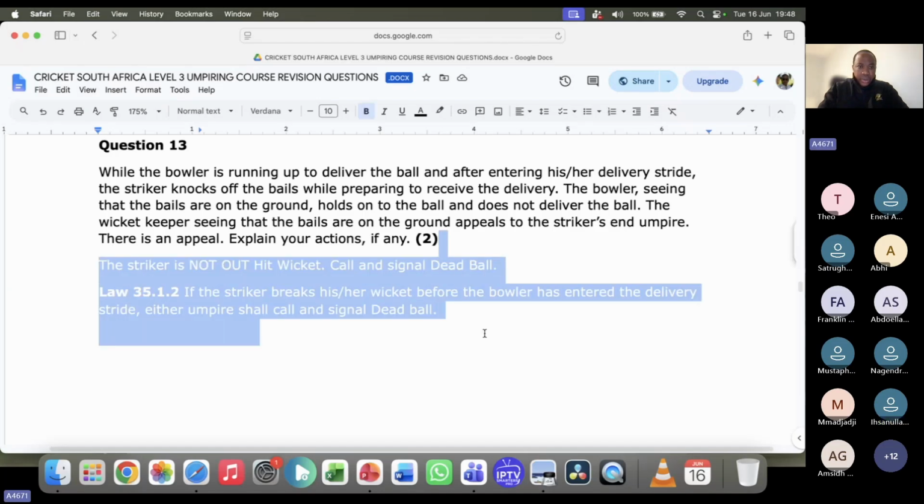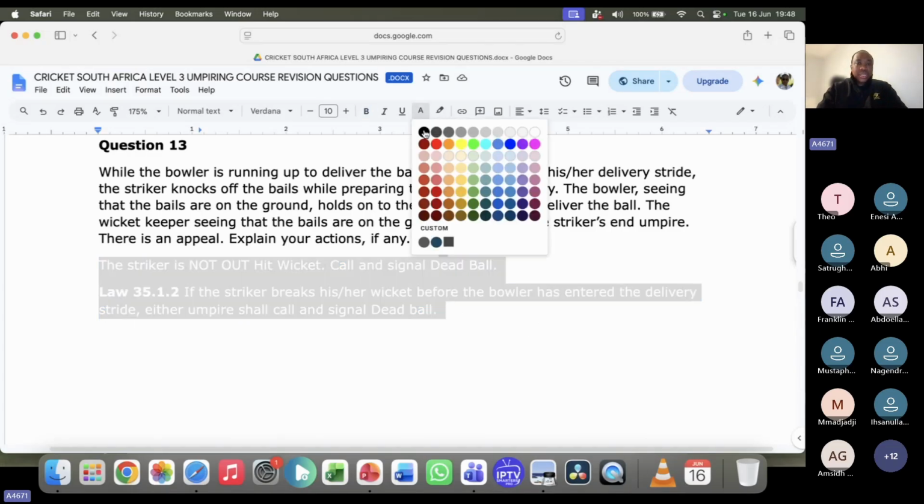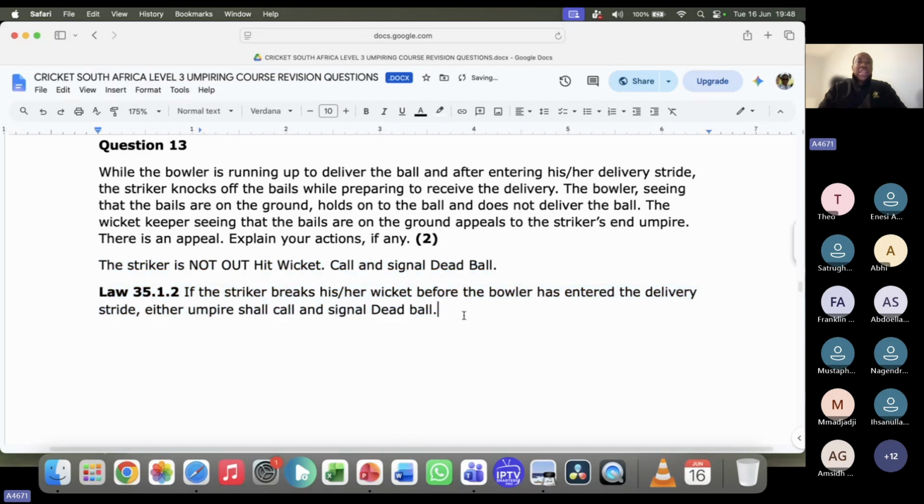That's correct, Isanullah. First thing we need to do is answer the appeal. The striker is not out, hit wicket. And then we call and signal dead ball. Why? Because law 35.1.2 tells us that if the striker breaks his or her wicket before the bowler has entered the delivery stride, either umpire shall call and signal dead ball. Good, well done, Isanullah. Thank you.